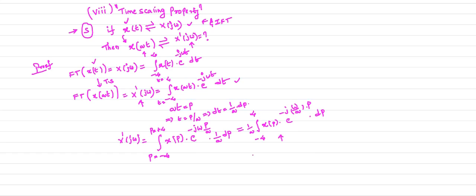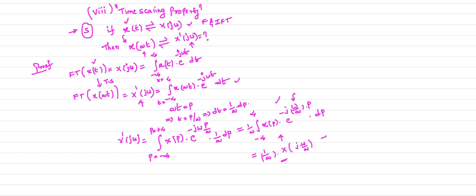So from this equation, 1 by a times, so what is the formula for this equation? The formula for this equation is X of j omega by a. Instead of omega here, we have omega by a. Therefore I can write the formula as X of j into omega by a. This is your right hand side operation.